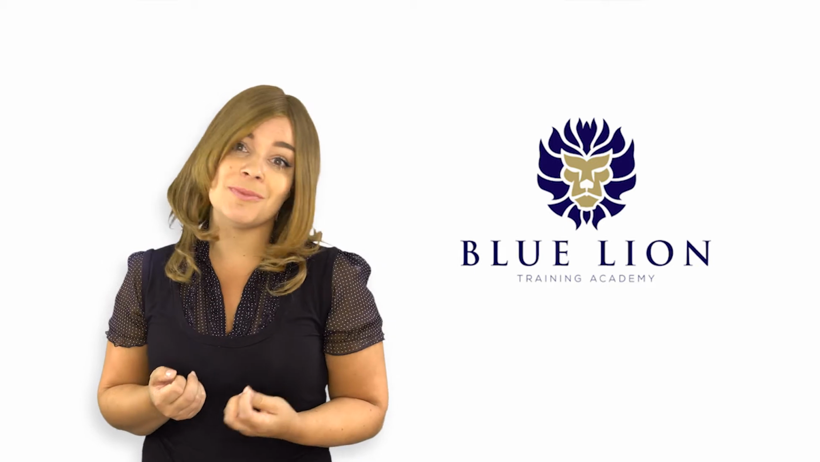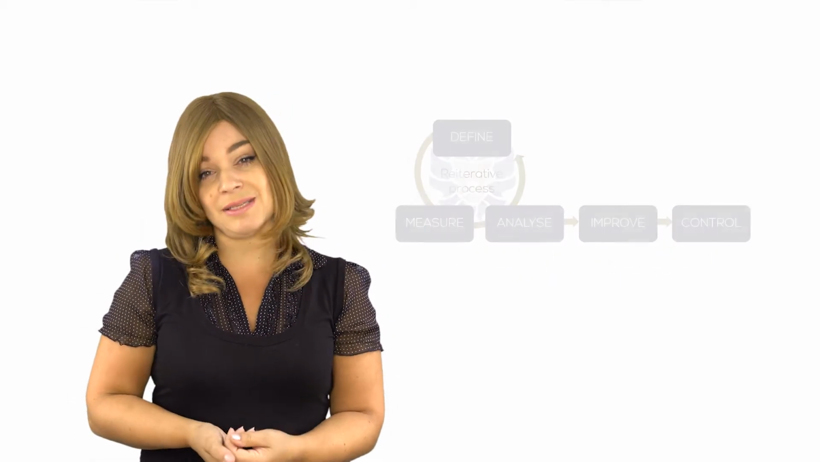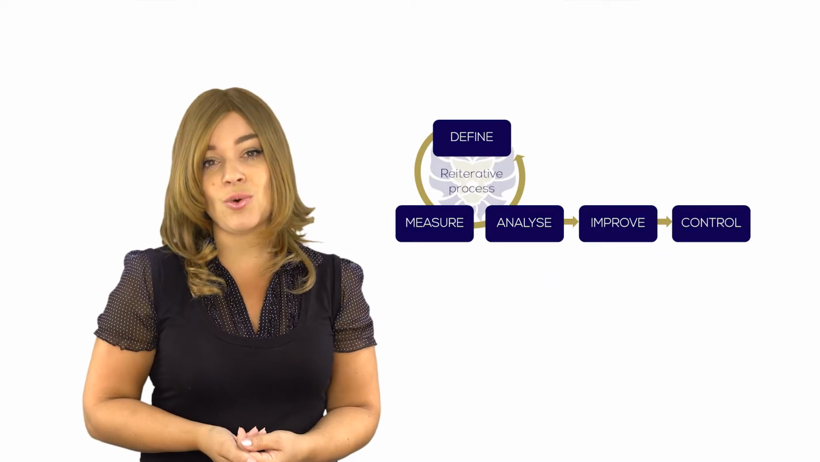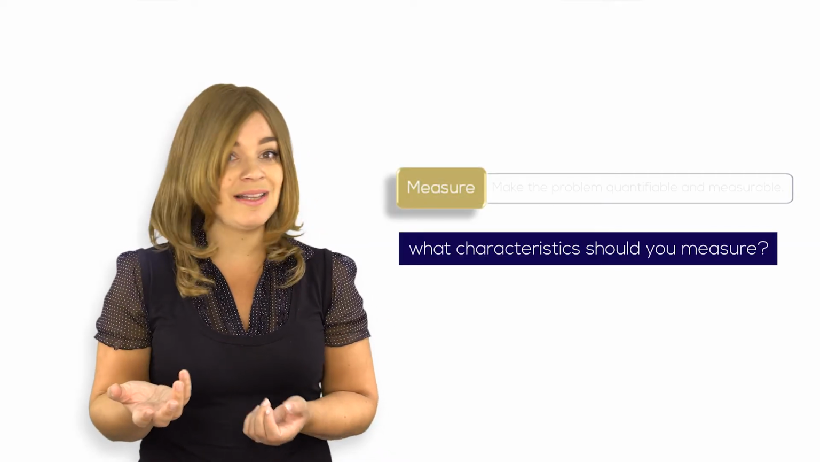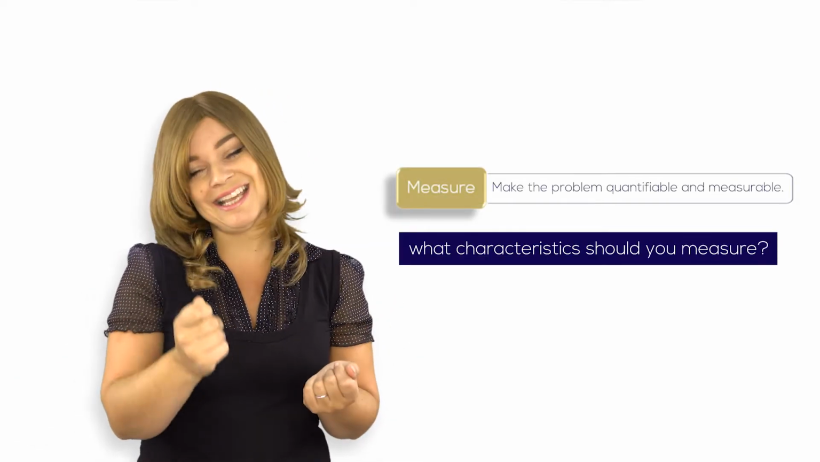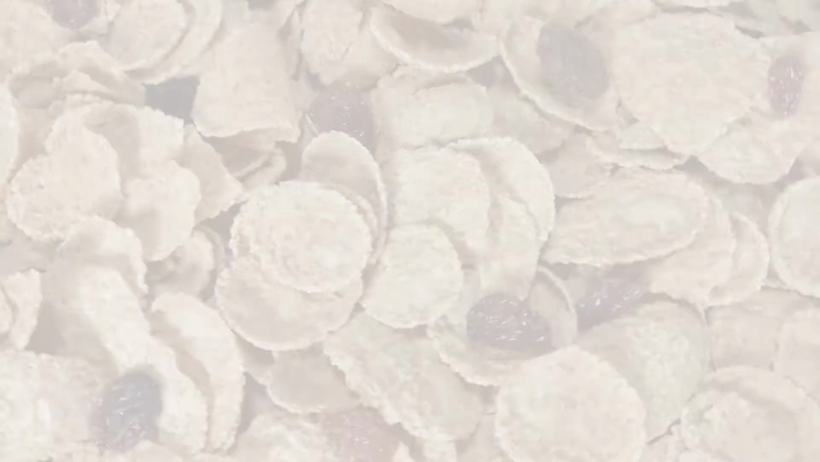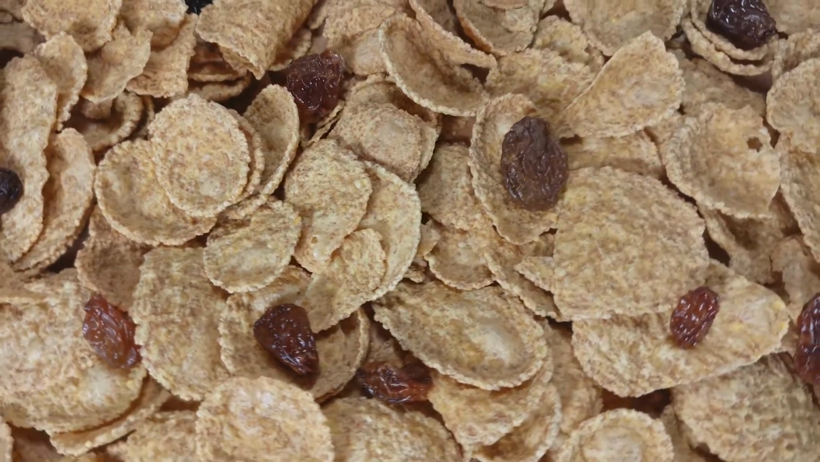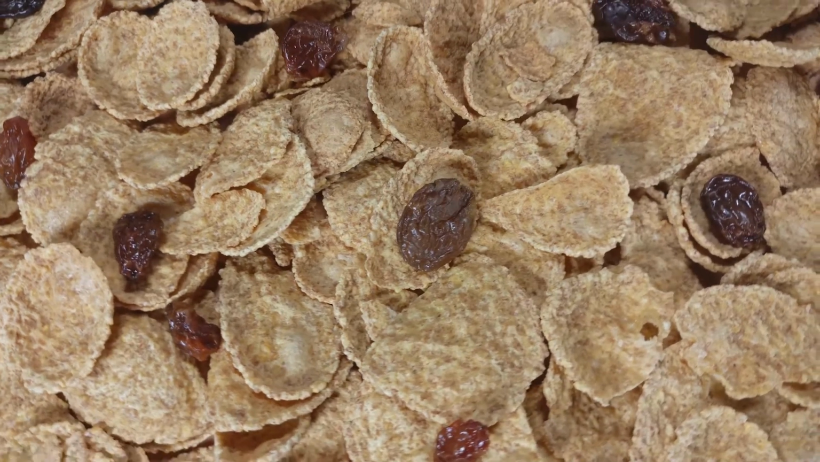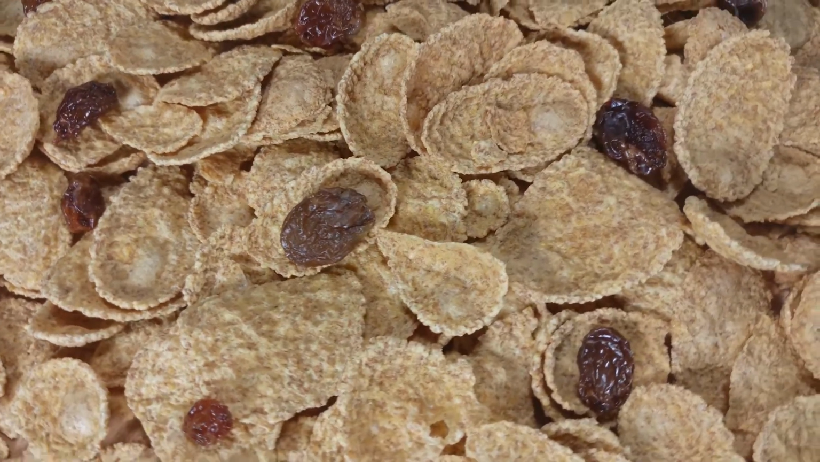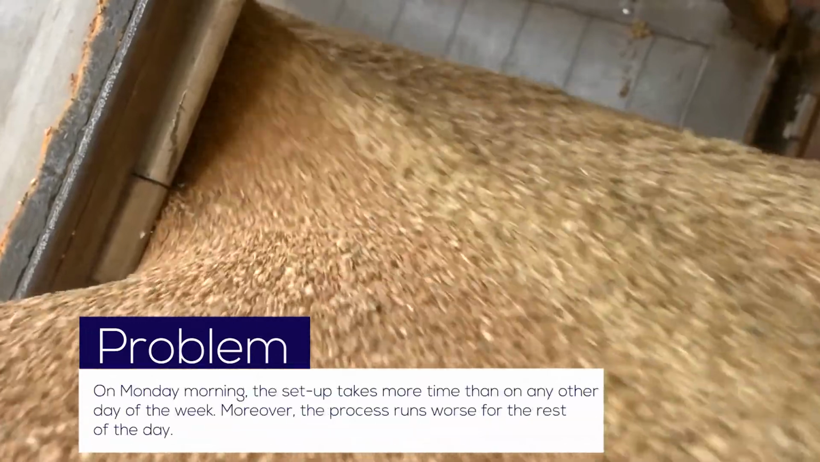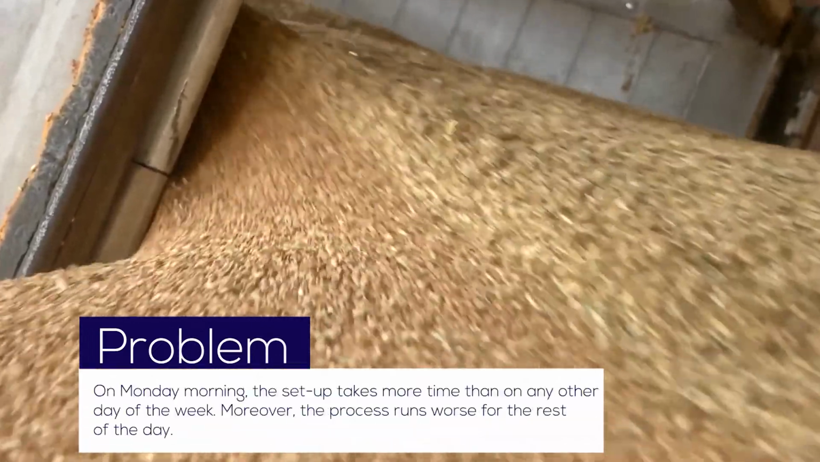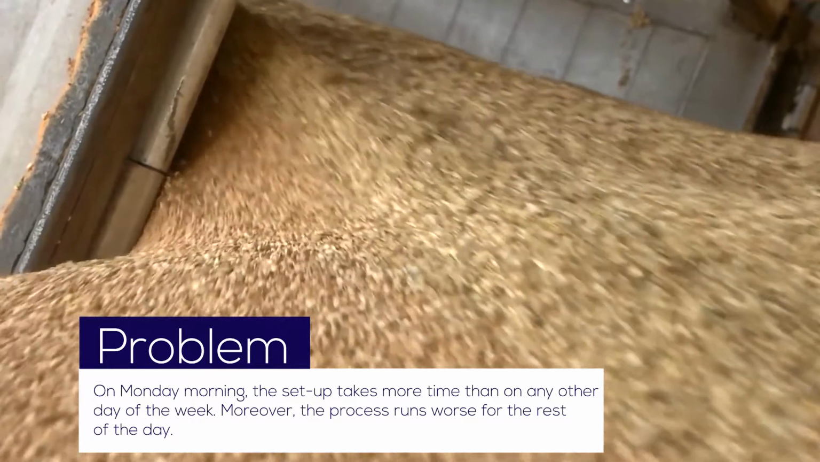quantifiable and measurable. You need to have process metrics that are relevant for your project objectives, or in other words, what characteristics should you measure? Let's take a look at an example. Suppose you work at a factory that produces breakfast cereals, and each morning the production has to be set up. There is a problem, however. On Monday morning, this setup takes more time than on any other day of the week.